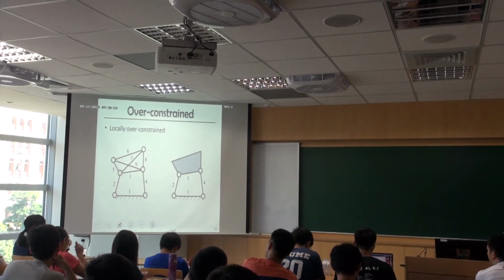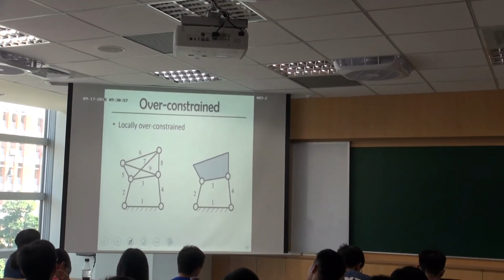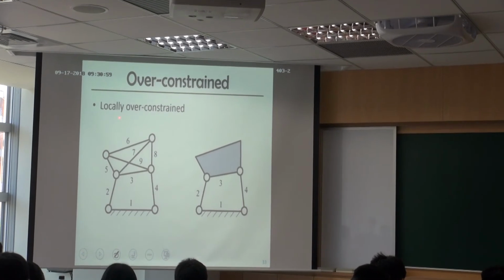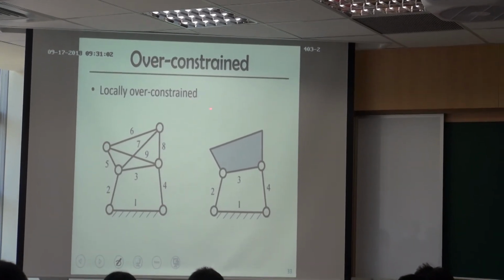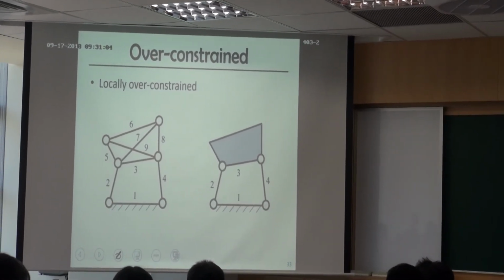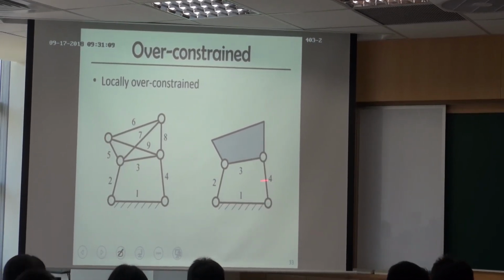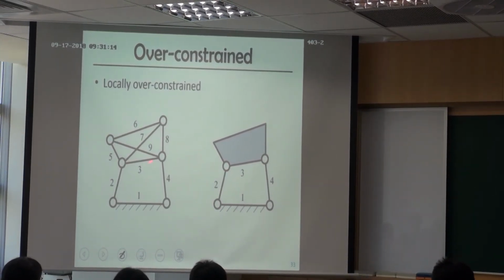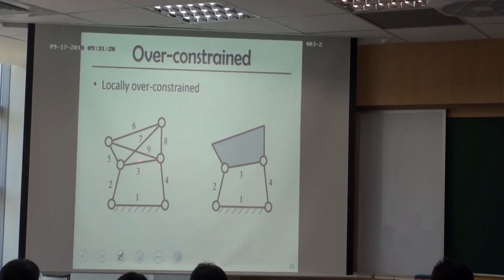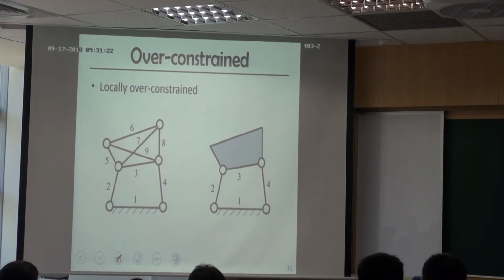Okay, so the second special case is called over constraint, or more specifically, locally over constraint. What does this mean? Assume we have two mechanisms. One is basically a 4-bar planar mechanism, with 4 bars and 4 joints. And this one looks very similar to the right-hand side one, but the only difference is this one contains only 4 links, while the other contains 9 links and so many joints.